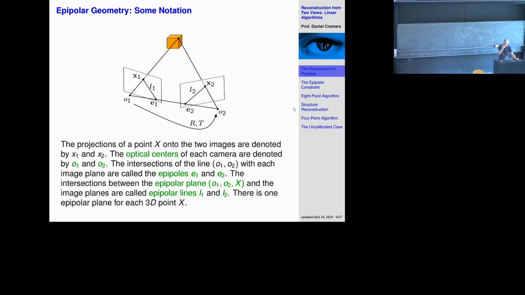Before we do that, let's bring in some more notation on what is called epipolar geometry. Oh wow, I hope my batteries aren't dying now. That's not good.